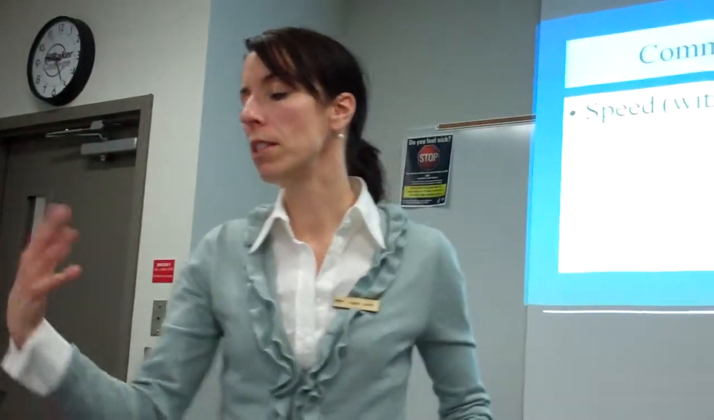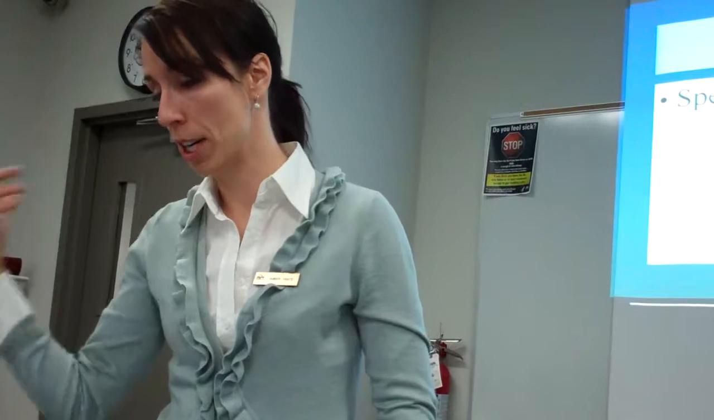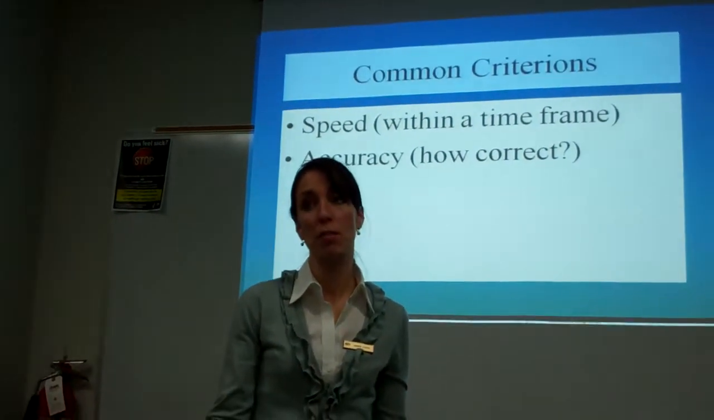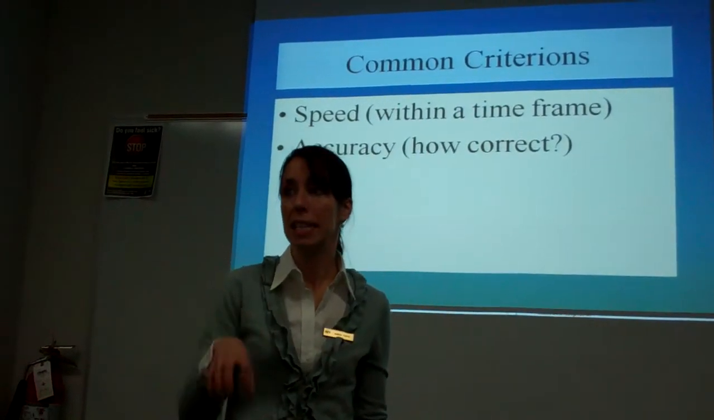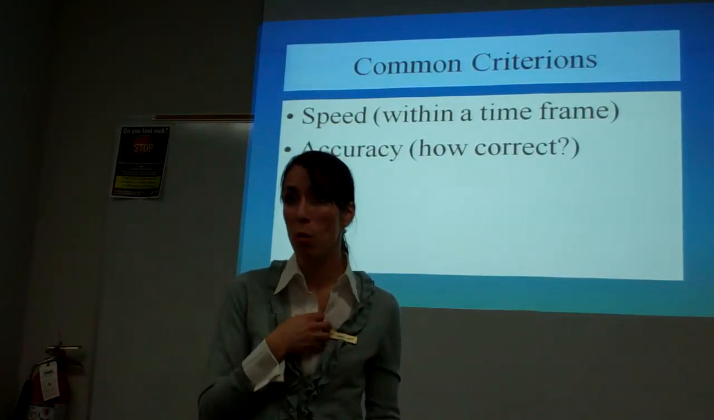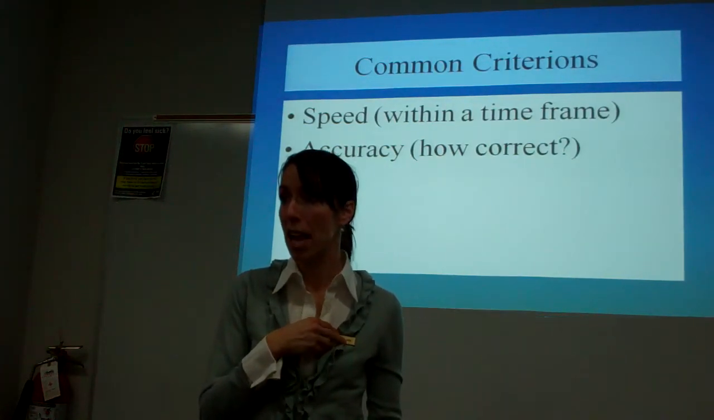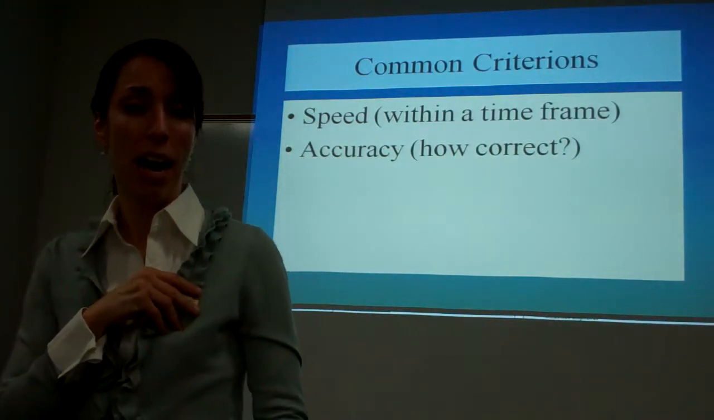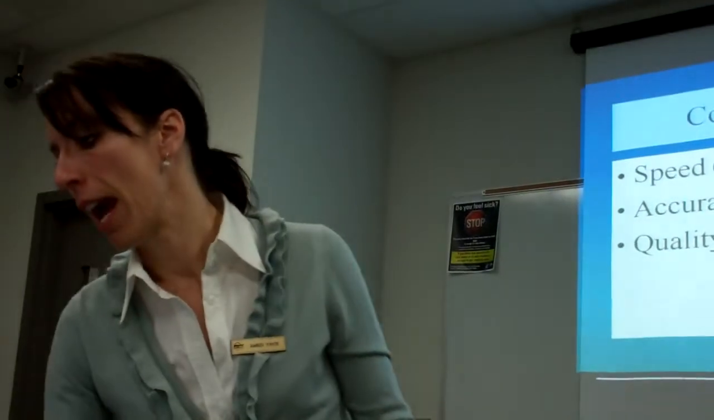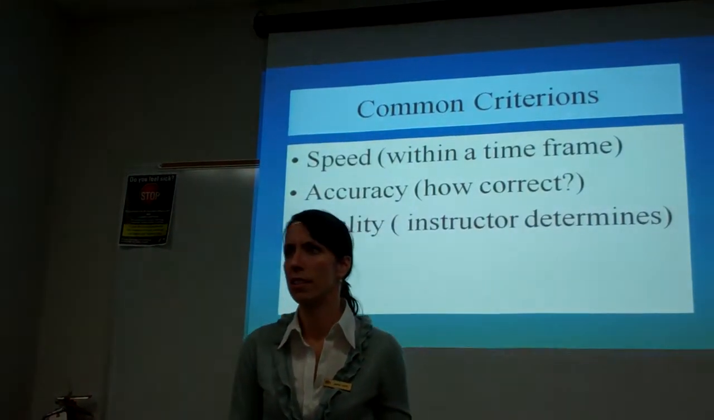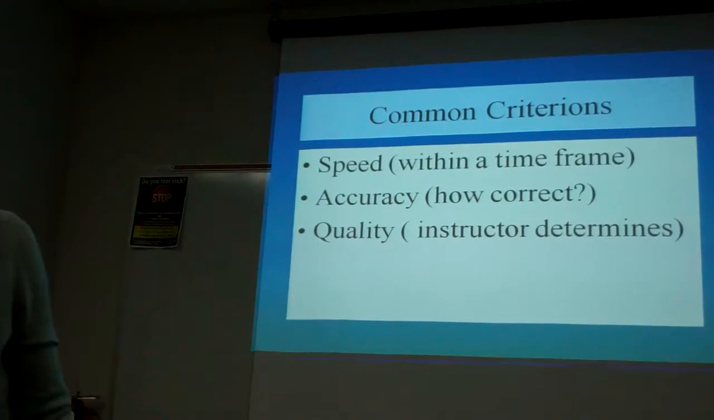Okay, so Mager says, here are some ideas to think about when you're putting together your criteria. How fast do you need students to be able to do it? How correct? If we're going to take to heart the philosophy that all kids can be successful, how successful do they need to be? How good does their writing need to be? How good do their math skills need to be? How good is good enough? And what's the quality that we're going to require from our kids? What do we need to see out of them?